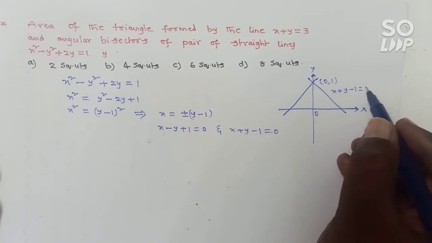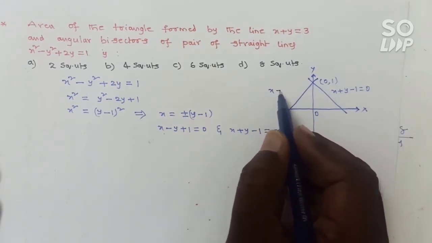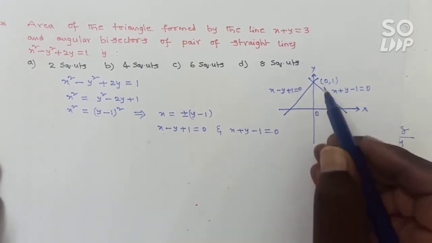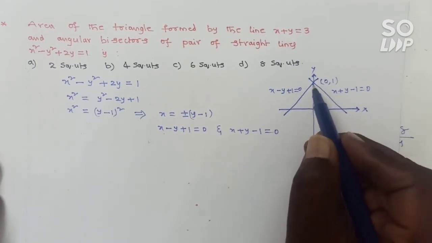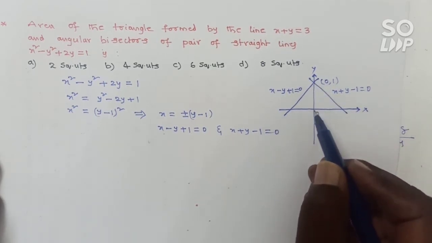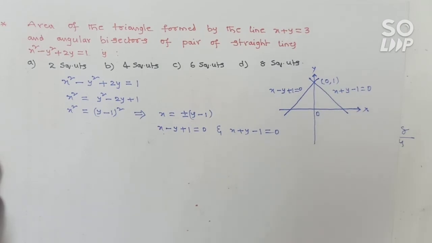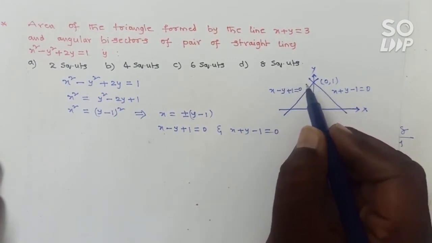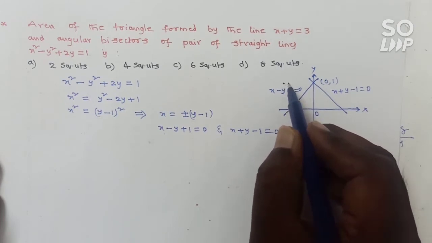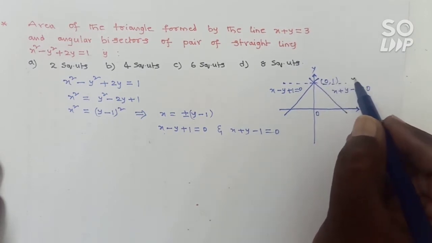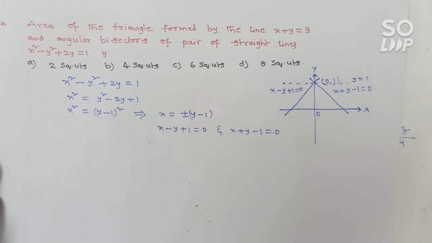Now you see that these two lines are x plus y minus 1 equals 0 and x minus y plus 1 equals 0. Now the angular bisectors: one is the y axis, which means x equals 0. The other angular bisector is perpendicular and passes through their intersecting point, so the other angular bisector is y equals 1.